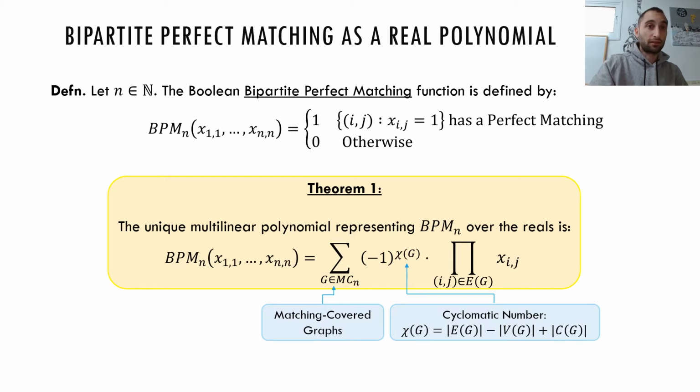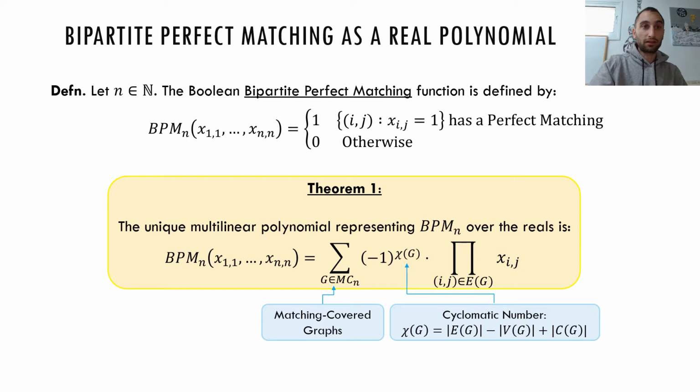It turns out that the characterization of this polynomial is quite neat. Its monomials correspond exactly to the set of matching covered graphs, and the coefficient of each such monomial is determined by its cyclomatic number, that is, the number of edges minus the number of vertices plus the number of connected components. Our proof of this theorem uses a connection between the Möbius function of the lattice of matching covered graphs and the face lattice of the Birkhoff polytope.